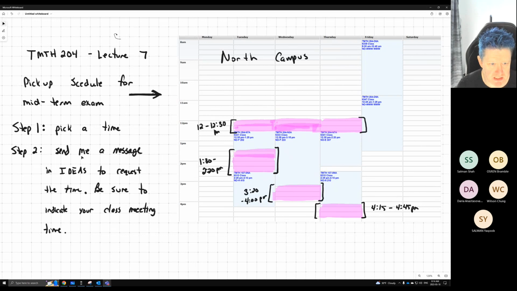And then step 2, you must send me a message in Ideas to request the time. The reason for that is because I don't want to carry around a stack of 300 exams, because I have a large number of Tech Math 204 exams. So I do ask that you send me a message in Ideas requesting the time, and be sure to indicate your normal class meeting time. For example, you guys meet on Friday at 8 a.m. You want to indicate that. Of course, your name will be in the email.